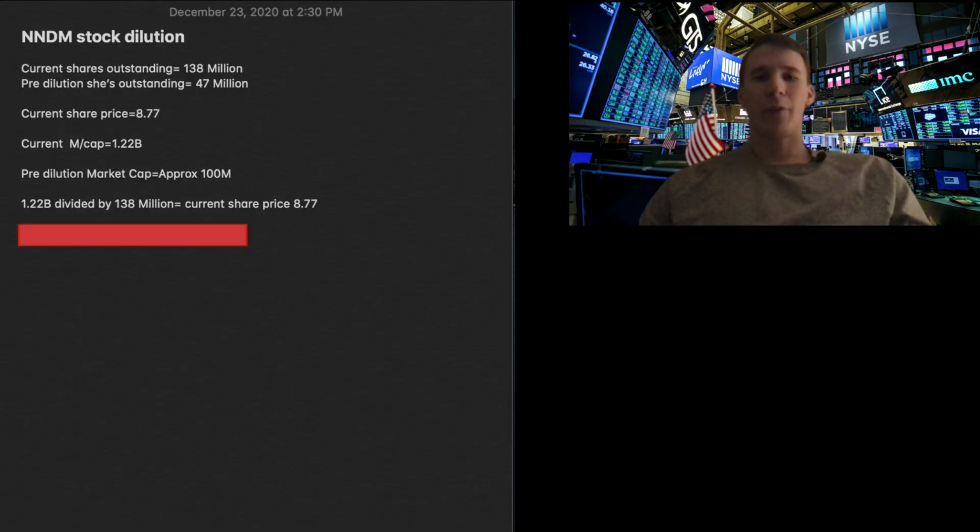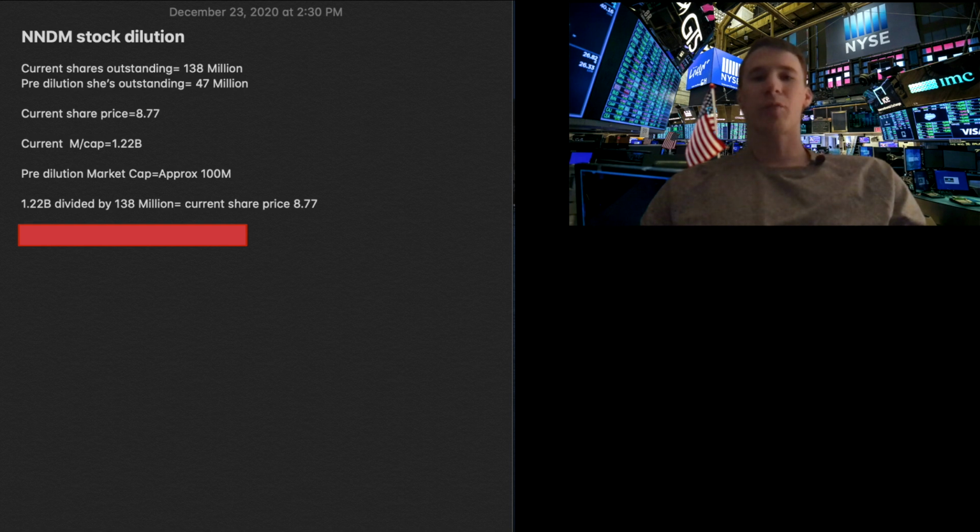So looking at what I've written out here, at the top we have the current outstanding shares of 138 million. Pre-dilution we had 47 million, and our current share price is $8.77. Current market cap is 1.22 billion. So that's important to note. And the pre-dilution market cap was only 100 million. So the market cap has 12x'd, but obviously the share price hasn't 12x'd, and that is because of the dilution.